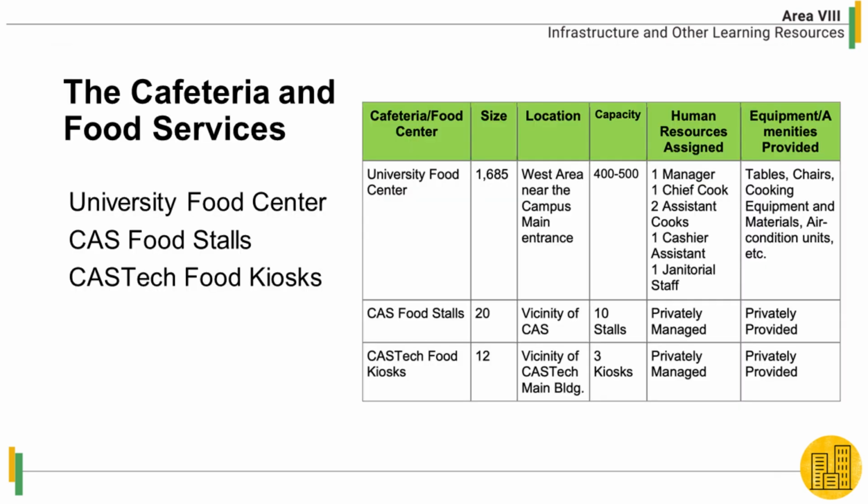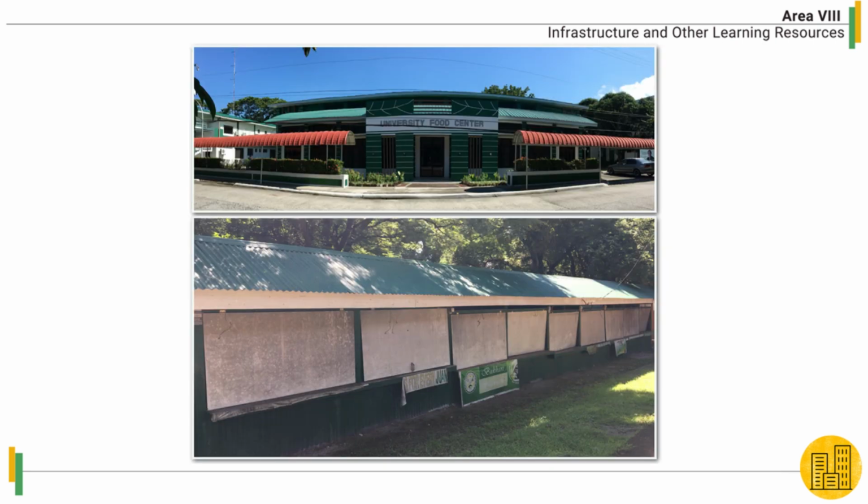The university also has infrastructure for food services. These are University Food Center, CAS food stalls, CASTEC food kiosks. The University Food Center has 400 to 500 seating capacity. It is a fully air-conditioned building. Also, food stalls and food kiosks are found in other areas of the campus.